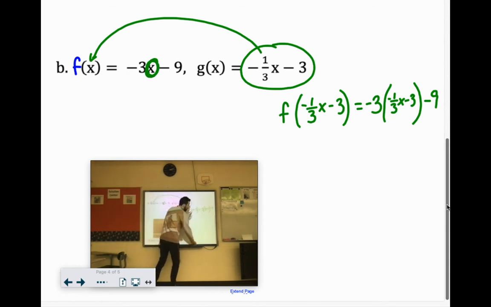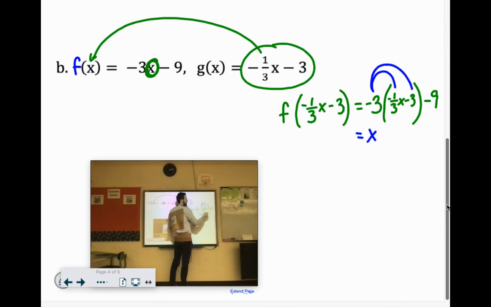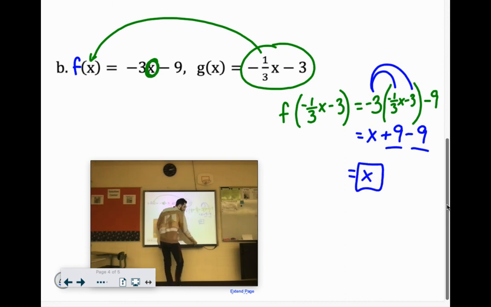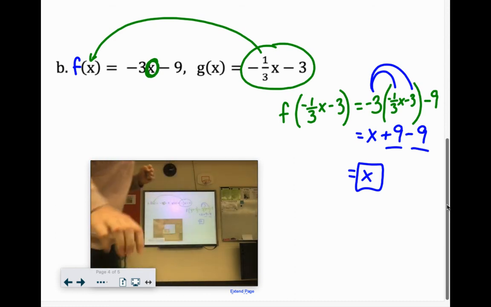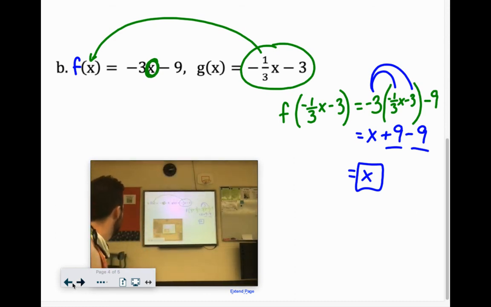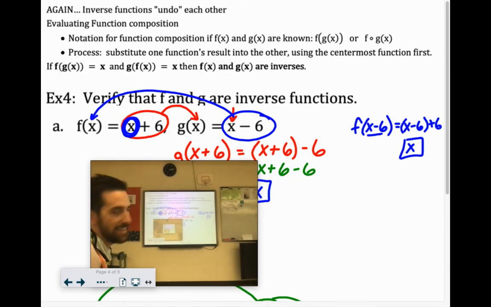We're going to hope to solve this, and hopefully it just comes out to x. Negative 3 times negative 1/3 comes out to positive 1x. Negative 3 times negative 3 is positive 9, and then we have that minus 9. 9 minus 9 cancel each other out, so we're just left with x. They are indeed inverses. Yes! I think that's it. Let me double check. Oh, yeah. That's it.